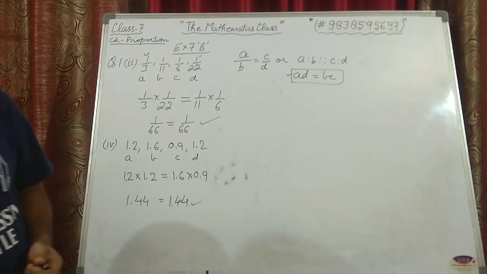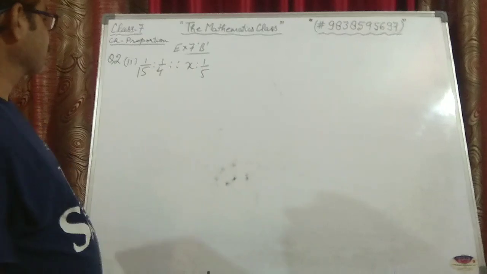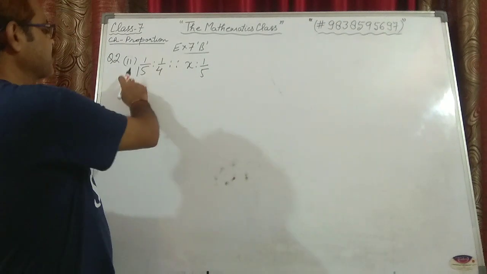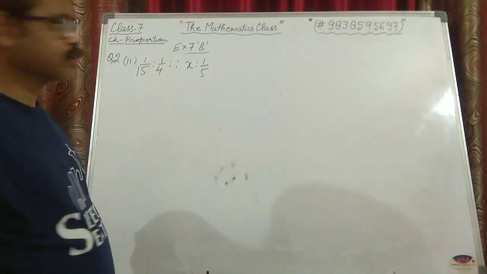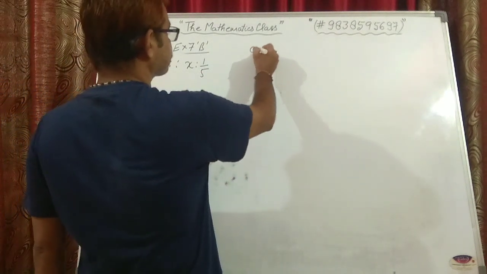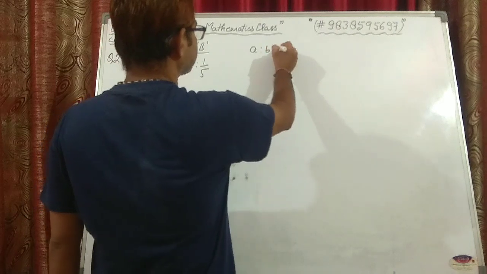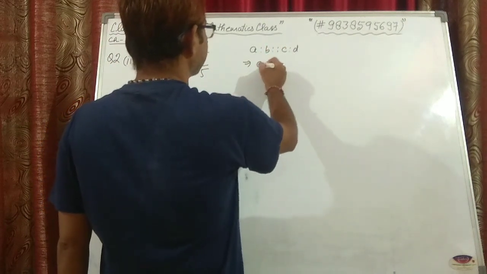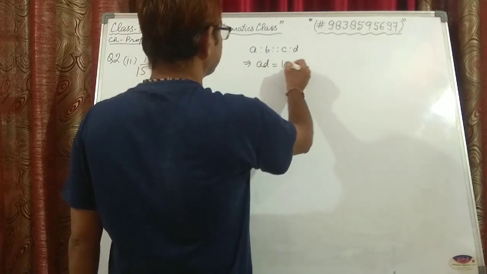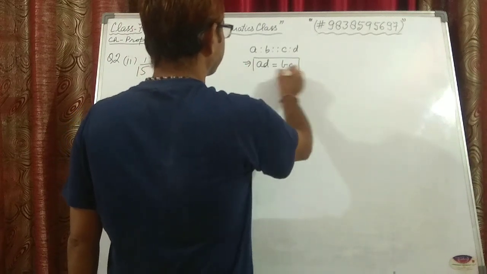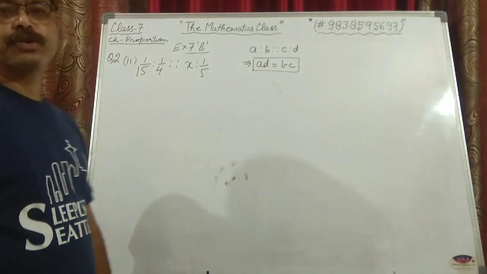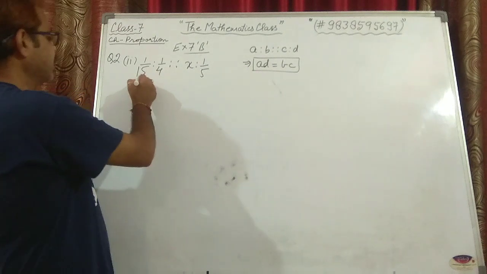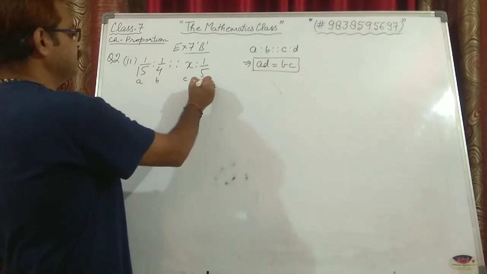Now we move on to the second question, second part. You have to find the value of x and you have been given a proportion. So we know when A is to B as C is to D, it implies that A into D is equal to B into C, or product of means is equal to product of extremes. So we will follow the same formula, A, B, C, D.